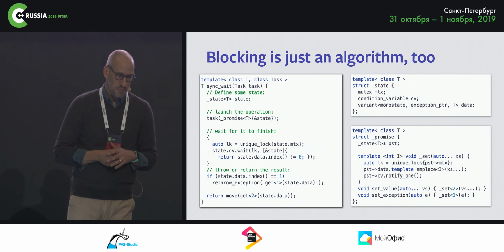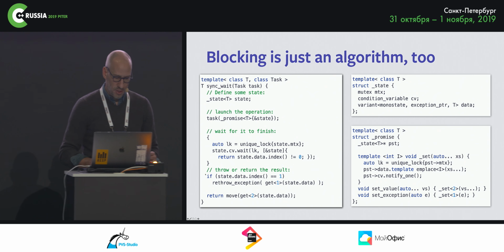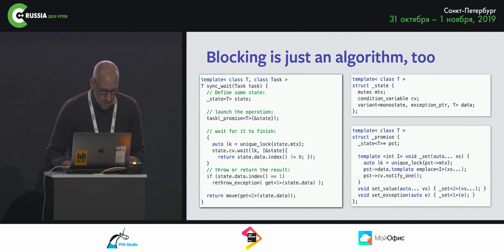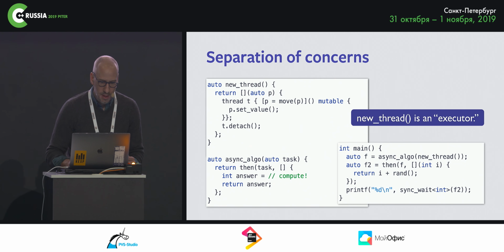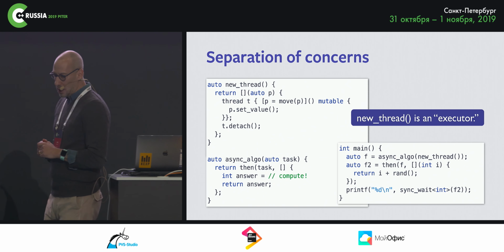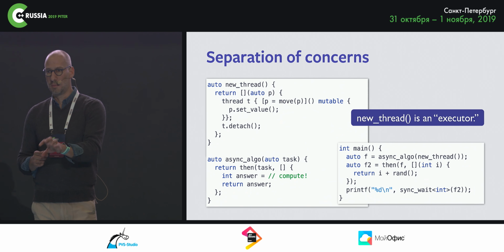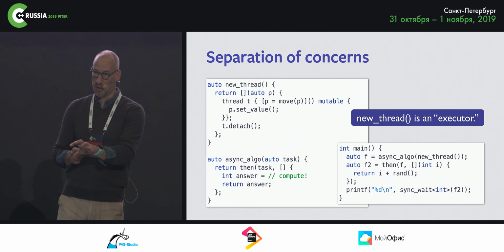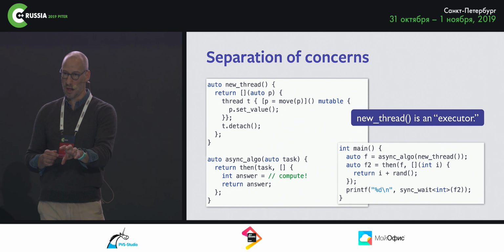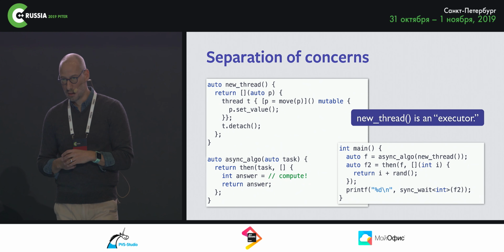Your first question, how do you control CPU resources? That was where we turned to separation of concerns. Okay, here. New thread is an executor in this model. This is how you control CPU usage. So you might have another function besides new thread. Maybe you have a thread pool.